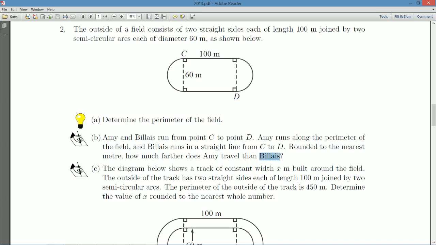I would really love to know how to pronounce that name, so if somebody could spell it out phonetically in the comments. That's just a wonderful thing to know for future reference. So rounded to the nearest meter, how much farther does Amy travel than Bilius?